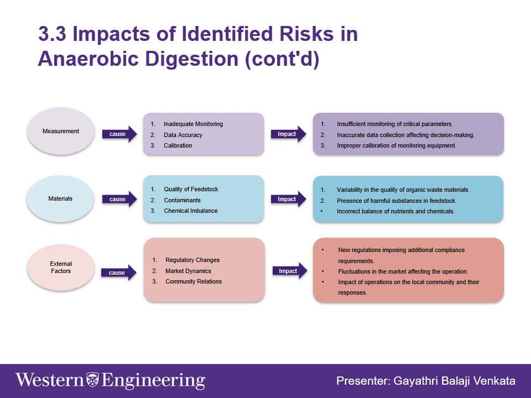Finally, let's discuss the impact of risk in anaerobic digestion system, focusing on measurement, materials, and external factors. Measurement risk like inadequate monitoring and data inaccuracies can lead to poor decisions and system failures. Material risks such as variability in feedstock quality and contaminants can disrupt the digestion process and lower efficiency. External factors include regulatory changes and market dynamics, which can bring new compliance demands and affect operational stability. Managing these risks is key to maintaining effective anaerobic digestion operations.